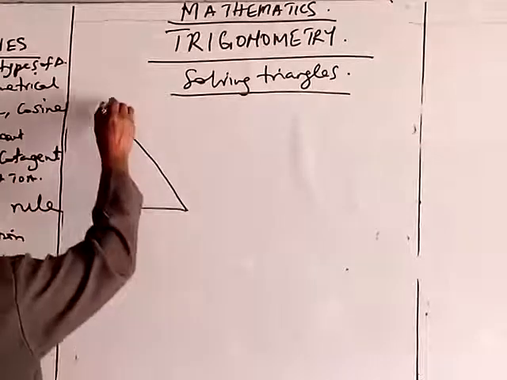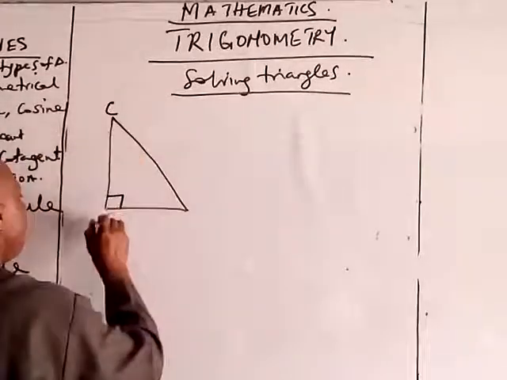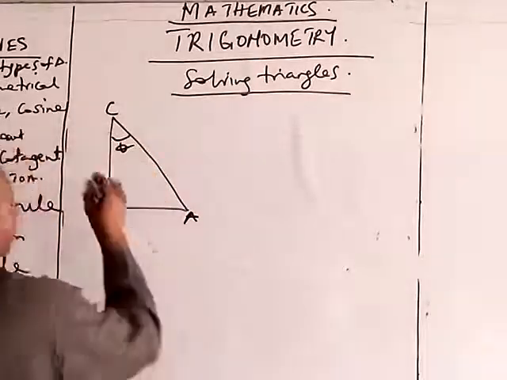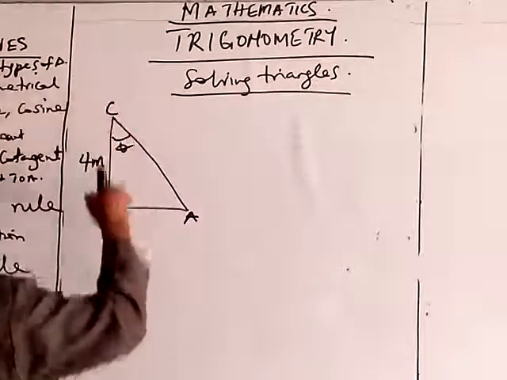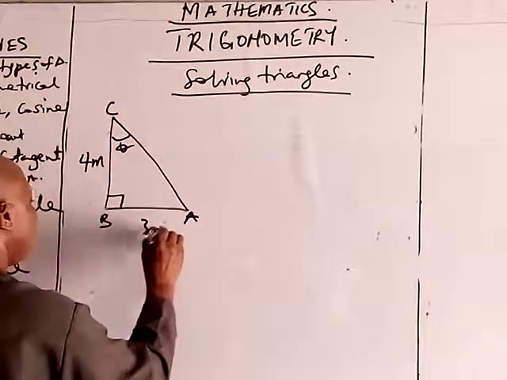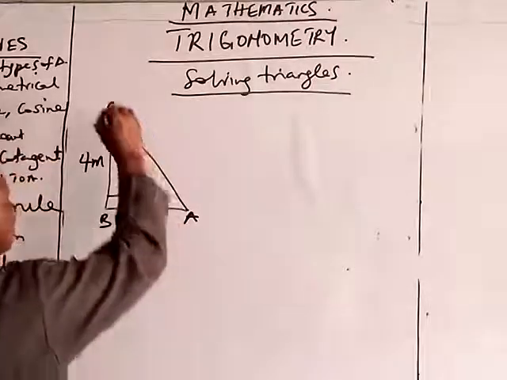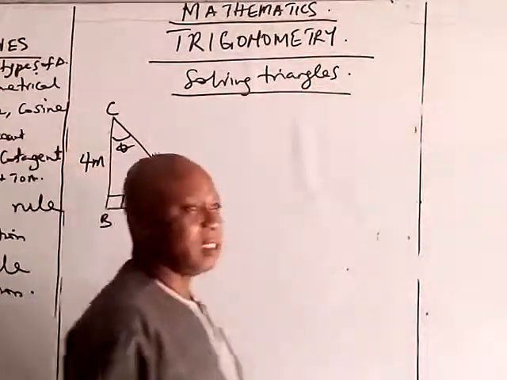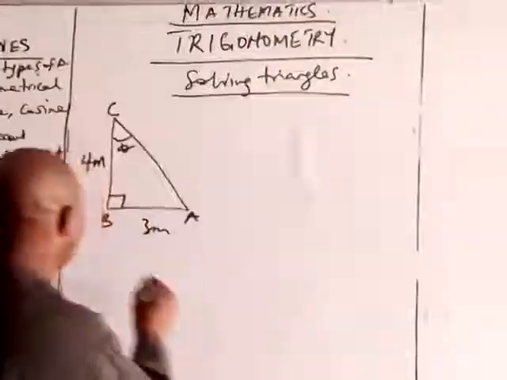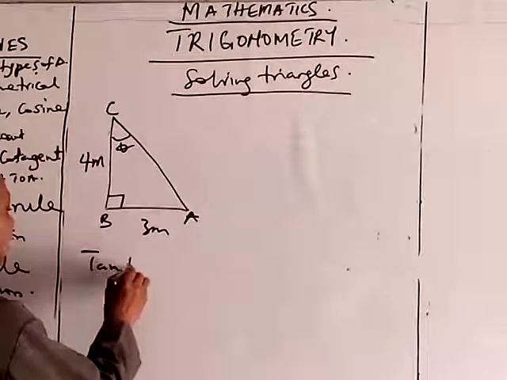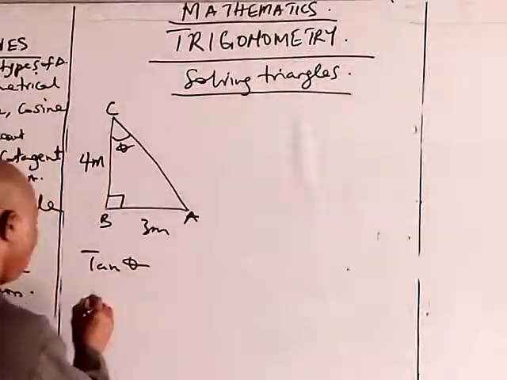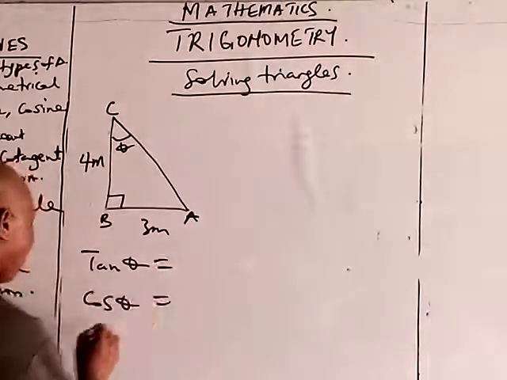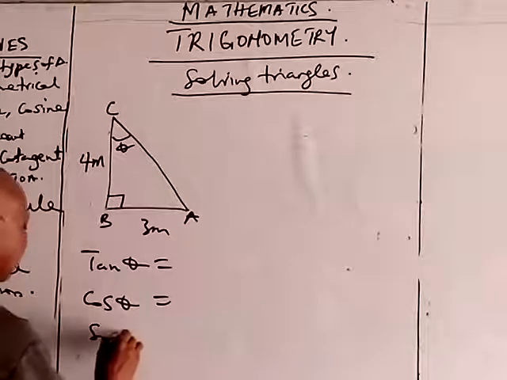Now considering this triangle CBA with angle theta here. We have 4 meters for line CB and 3 meters for line AB and an unknown for this particular line. There are 3 basic trigonometrical ratios. We have the tan theta, tangent of angle theta, we have the cos theta, and we have the sine theta.